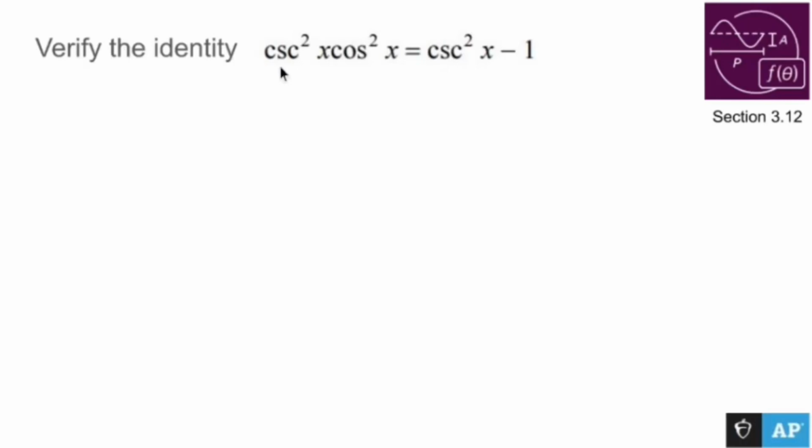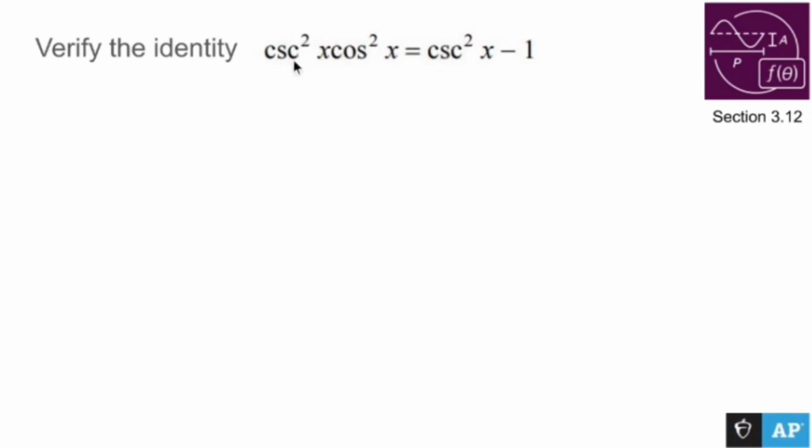Verify the identity: cosecant squared x cosine squared x is the same as cosecant squared x minus 1. This is where I start out with the left side. I do a little math trickery to see if I can end up with something on the right side. There are a couple of ways you could approach this.